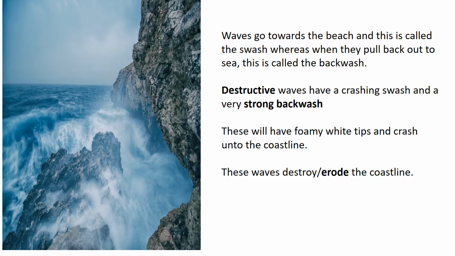Destructive waves have a crashing swash and a very strong backwash. These will have foamy white tips and crash onto the coastline. These waves destroy the coastline by erosion. They are called destructive waves, as shown in the picture.